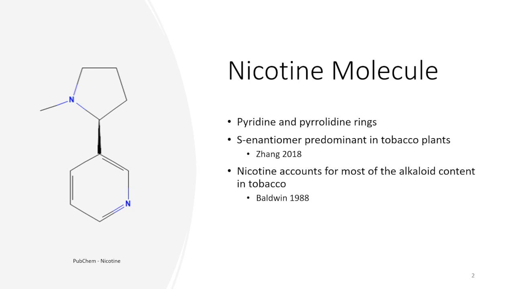However, within tobacco plants, 99% of the nicotine molecules are formed as the S enantiomer. This molecule accounts for between 90 to 95% of the alkaloid content in tobacco. But what are alkaloids?